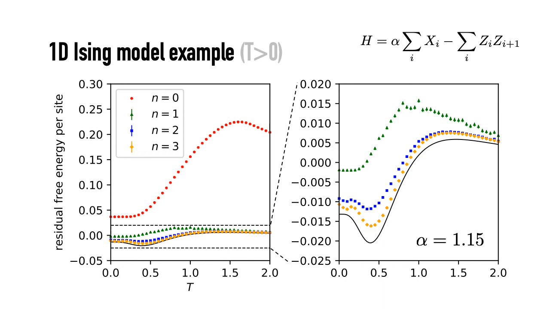To scrutinize the performance at finite temperature, I set the field value to 1.15, which had the largest variational errors at 0 temperature. Again, the free energy per site is plotted relative to its approximation by second-order perturbation theory. The n equals 0 mean field result gets worse at intermediate temperatures, but errors steadily decrease with n, and they're reduced to a few tenths of a percent of the overall energy scale by the time we get to n equals 3.